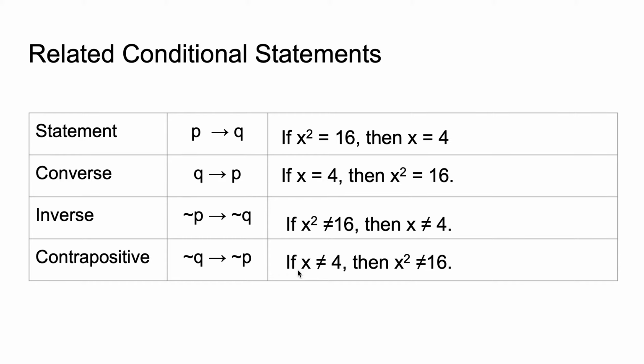The contrapositive, however, says if x doesn't equal 4, then x squared doesn't equal 16. That's not true, because negative 4 is not 4, but negative 4 squared is 16. So it seems like these two are false and these two are true. So there seems to be a bit of a relationship between the statement and the contrapositive and the converse and inverse, which we'll talk about more in a few minutes.